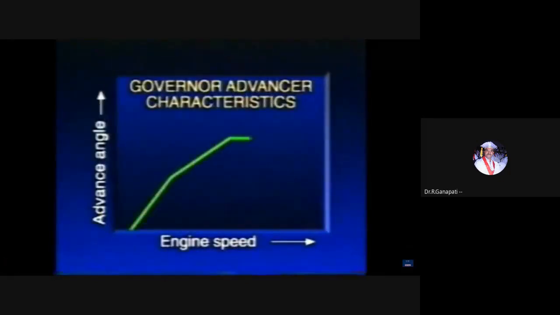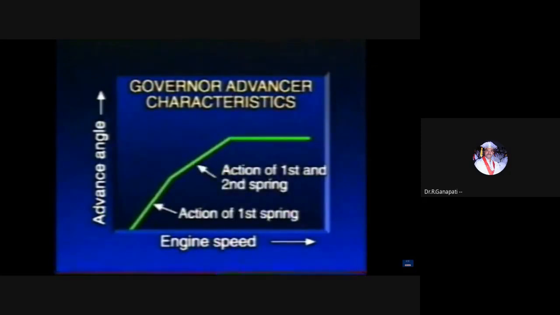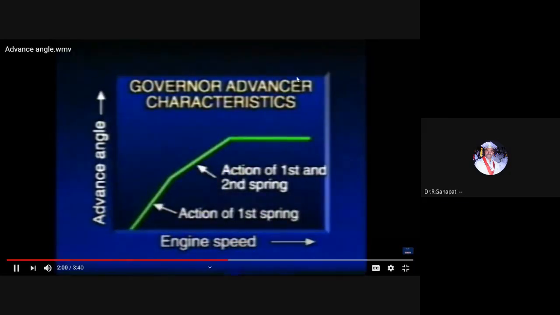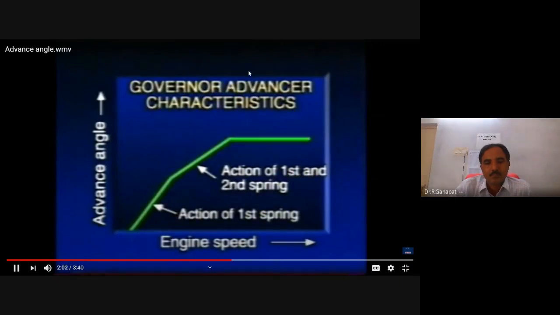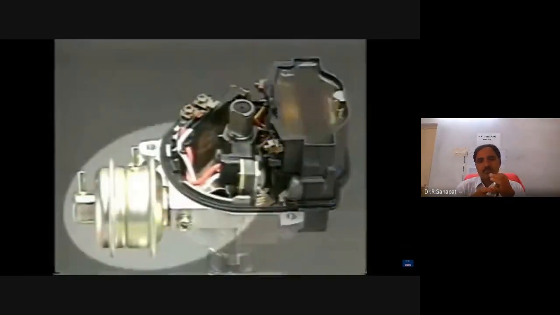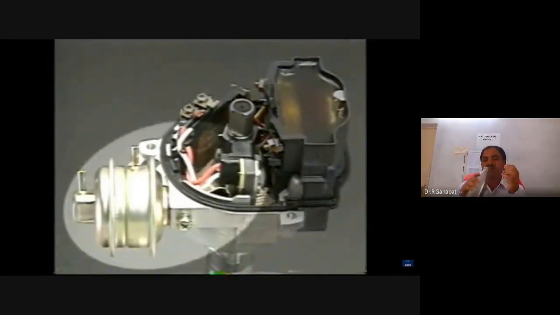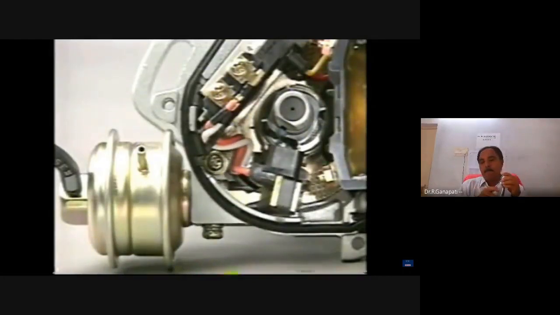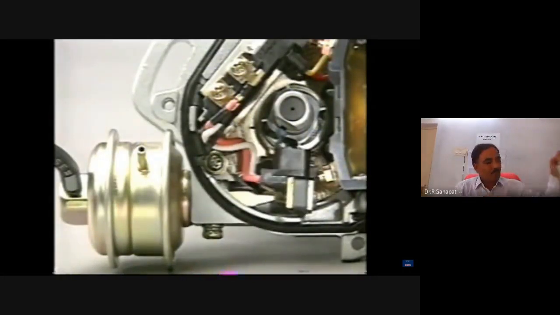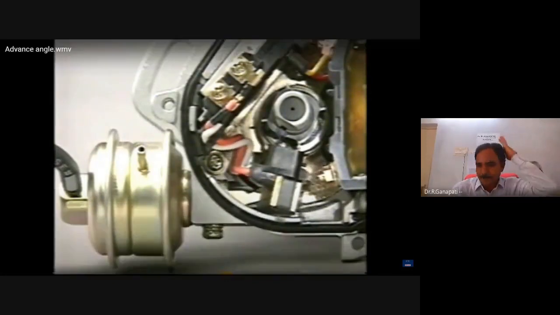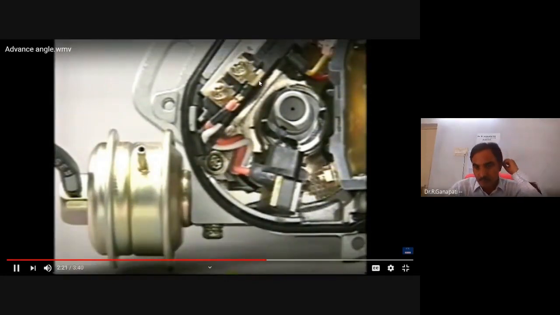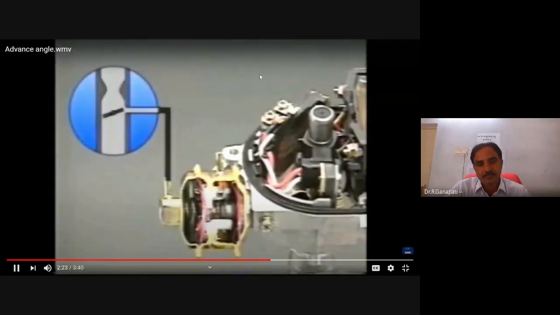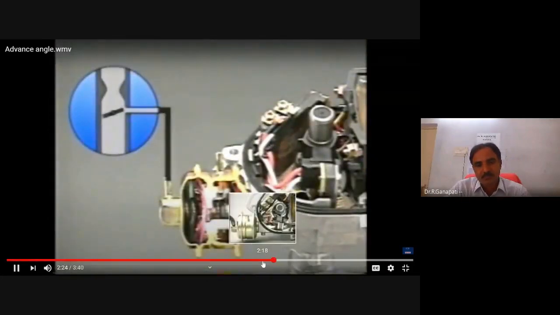This graph shows the relationship between the degree of the advance angle and the engine speed. Next, let's take a look at a vacuum advancer. Here, the diaphragm is connected to the pickup coil with an advancer rod. This diaphragm responds to the vacuum.